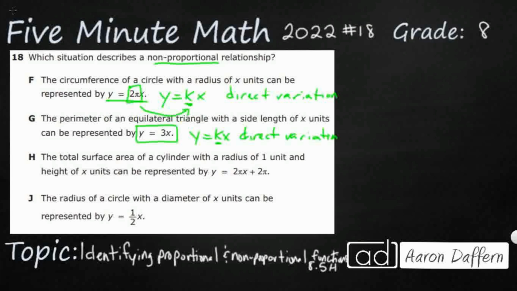Now look at this. We got the total surface area of a cylinder. We've got y equals 2 pi x. Okay, well this is just what that circumference was, right? But now we've got a plus 2 pi. You know what that reminds me of? That reminds me of slope-intercept form. Y equals mx plus b. So that's slope-intercept.